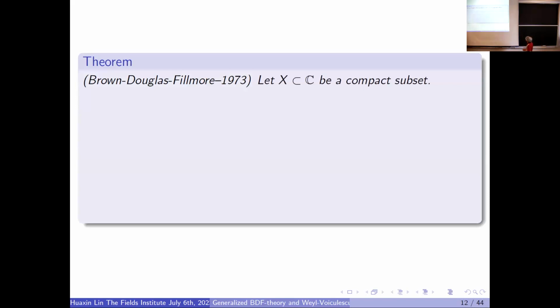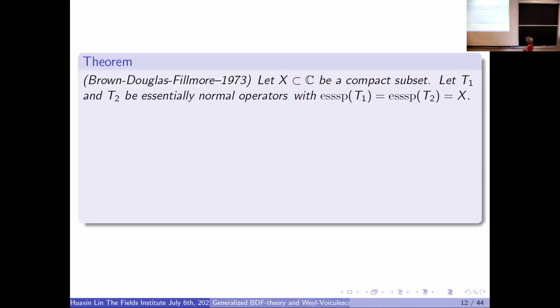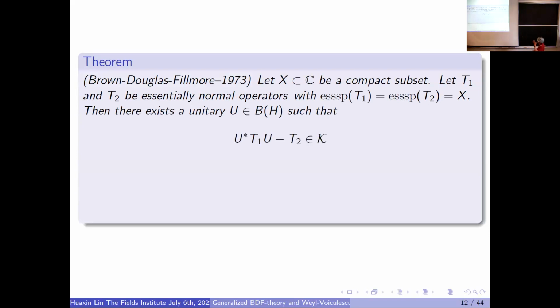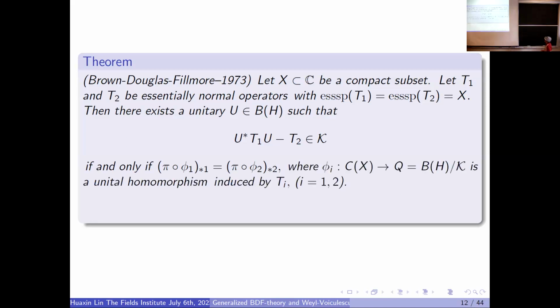So, the BDF theorem, original version. If X is a compact subset, and T1 and T2 are two essentially normal operators with the same essential spectrum, then there exists a unitary U in B of H such that the difference of U star T1 U and T2 is compact if and only if the index theorem holds, where phi i is the unital homomorphism induced by T i.